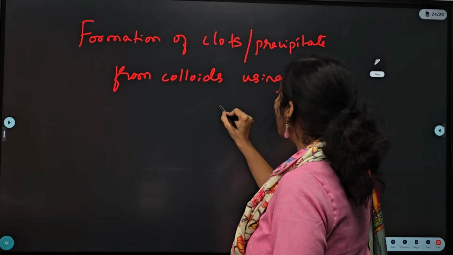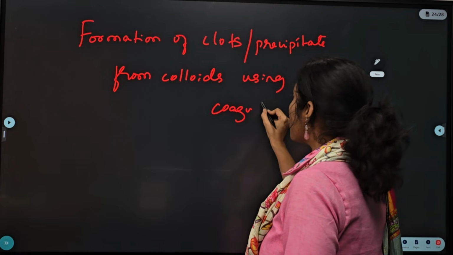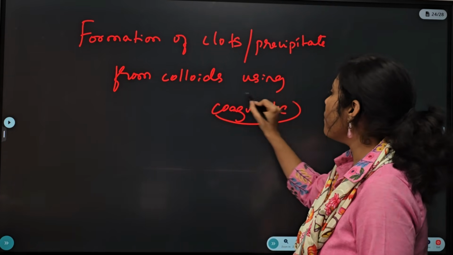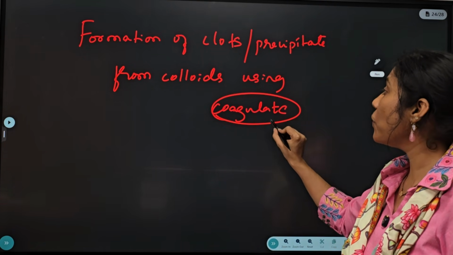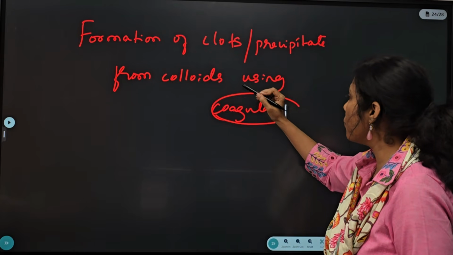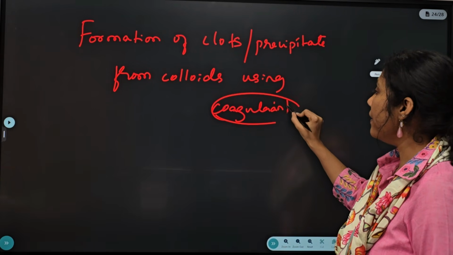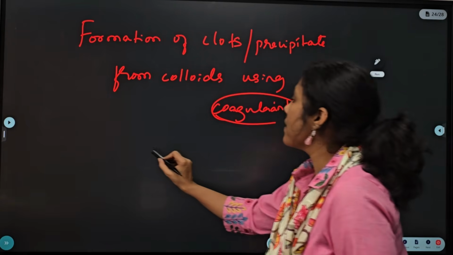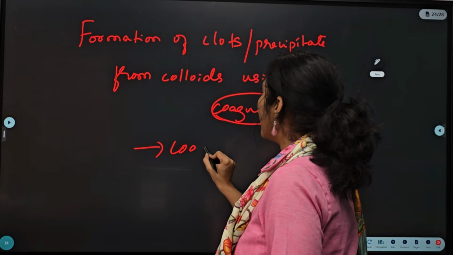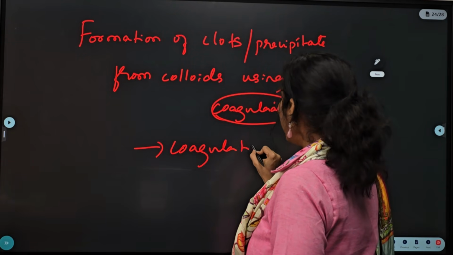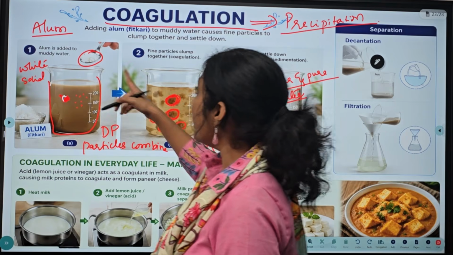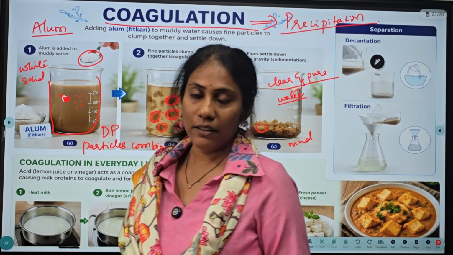Using coagulant. So you need someone to make clots, isn't it? That someone is called a coagulant. So that process is called coagulation, or it can also be called precipitation. So what is the other example? Here alum is a coagulant.